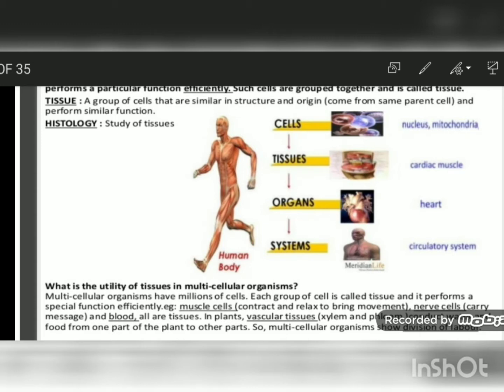So in multicellular organisms they show division of labor. Cells or groups of cells of multicellular organisms show division of labor, and that is to work efficiently. So we can say a group of cell forms a tissue, a group of tissue forms organ, and a group of organ forms organ system. And because of the combination and working of all this, our body functions properly.